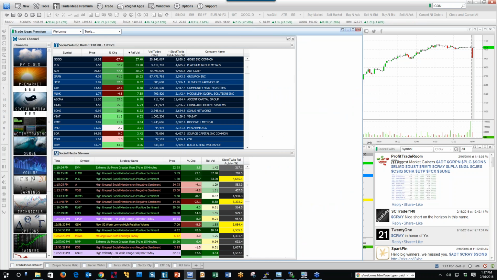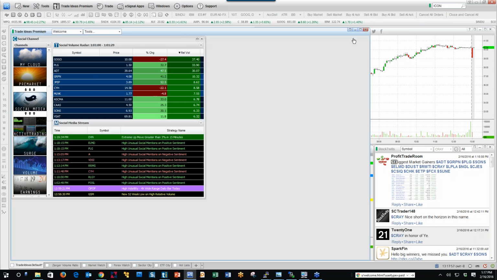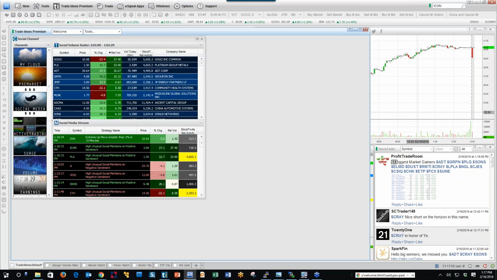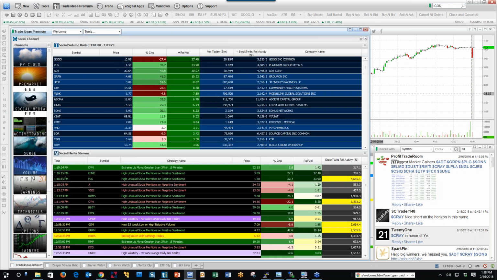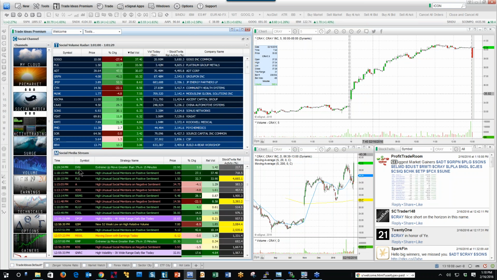So for instance, if I was to stretch this out right here, everything will accommodate the size that I'm looking for. Right here, I can have it so that it's not maximized in the window container, or I can have it maximized. So just so you know how to manipulate the window. You can cycle through the different channels that we have.